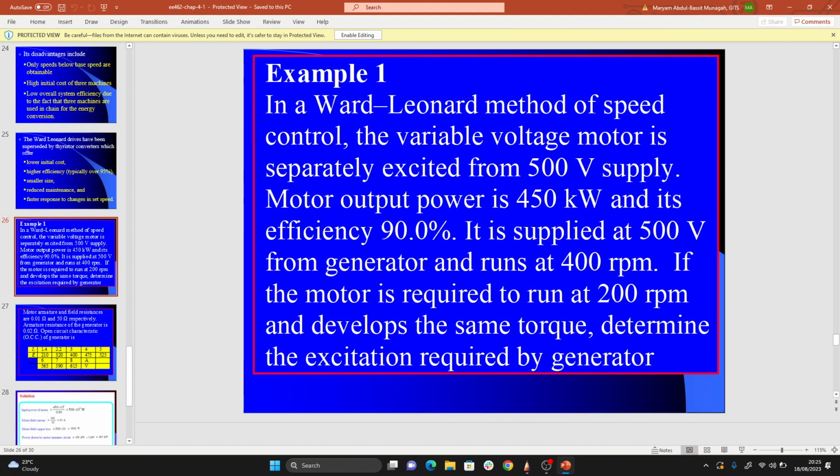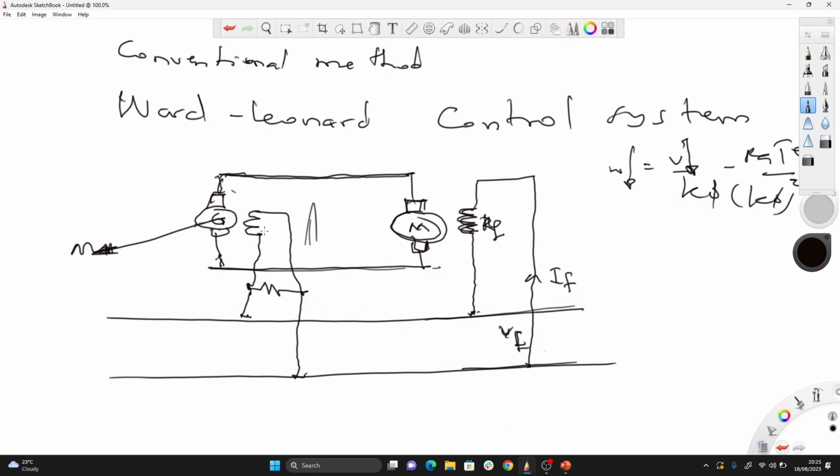If the motor is required to run at 200 RPM, so the motor is running at 400 RPM, a certain speed. Now, we want to reduce the speed to 200. And we say we can achieve that by what? Reducing the voltage. So the question is to determine the excitation required of the generator. In this question, we are supposed to determine what excitation will give us the voltage that will cause the speed to reduce from 400 to 200. It makes sense, right? Yeah, it makes sense.